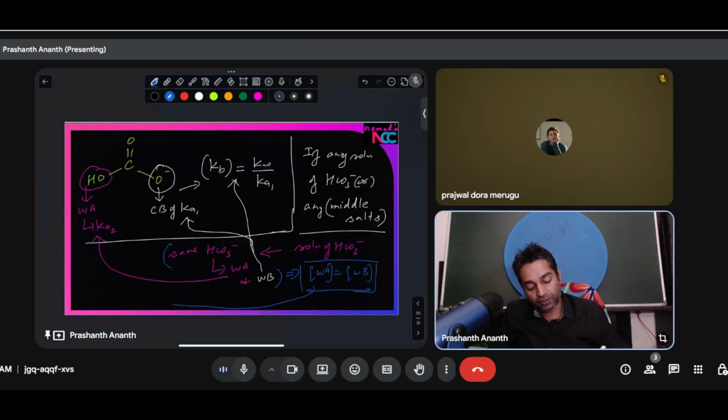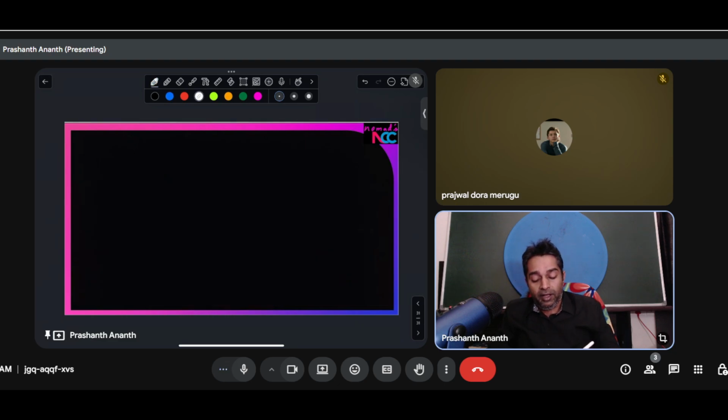The pH is going to be equal to half into pKw plus pKa minus pKb. This equation now applies completely, so we can now apply this equation straight away. If I apply this equation, what will I be getting? I will be having the pH of HCO3 minus.